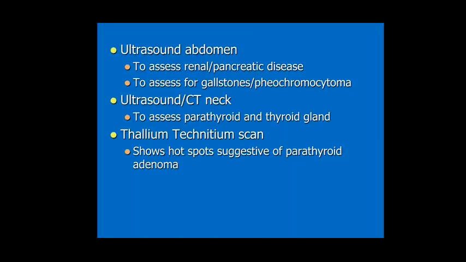Now for evaluation regarding familial types and to assess for stones in the kidneys and gallstones, an ultrasound of the abdomen will help assess the renal and pancreatic disease, to assess for gallstones and pheochromocytoma. Ultrasound or CT of the neck will help in assessing the parathyroid and the thyroid glands and the lymph node status. The thallium technetium scan shows hot spots in the case of parathyroid adenomas.